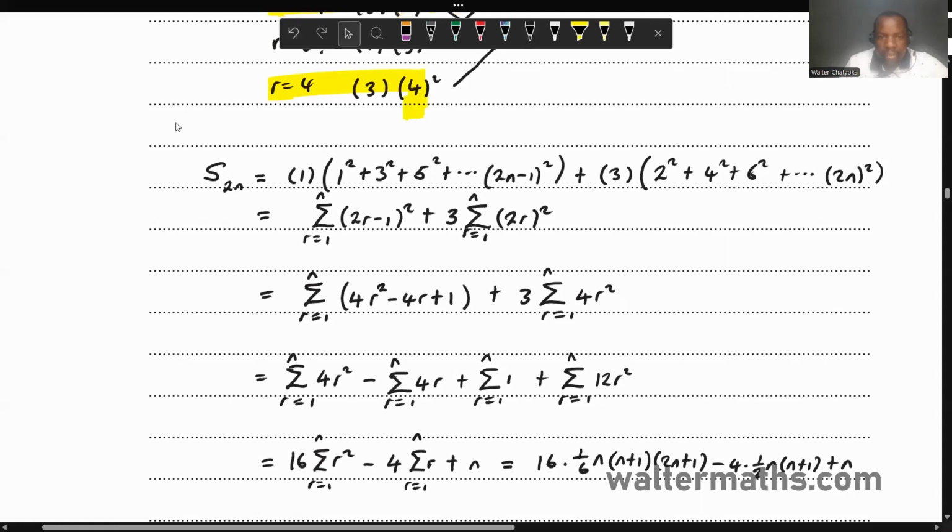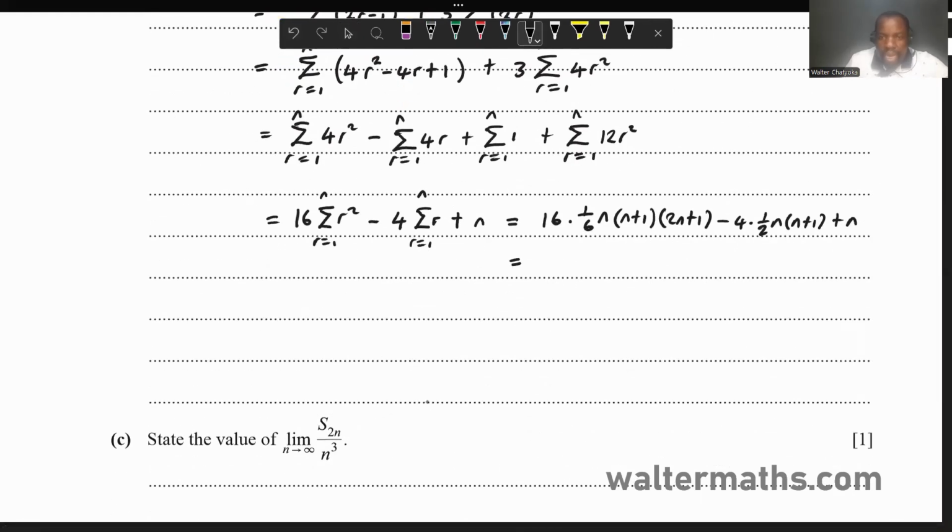I'm going to create a little bit of space here. So we have here 16 over 6, which is 8 over 3 of n plus 1 of 2n plus 1, and that's minus, here becomes 2n of n plus 1, plus n. I'll factor out here a third of n. And if we do, we'll have here 8 of the product of these two brackets. The product of these two brackets is 2n squared plus 3n plus 1, and that's going to be minus, if we divide this by a third of n, we get 6 of n plus 1, and dividing this by a third of n, we get plus 3.